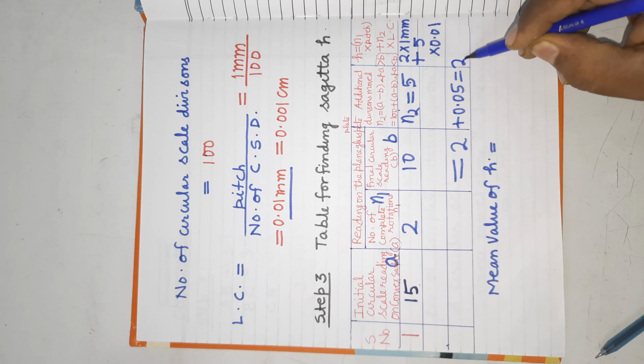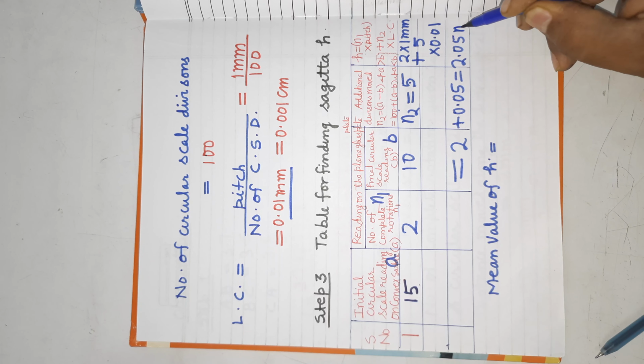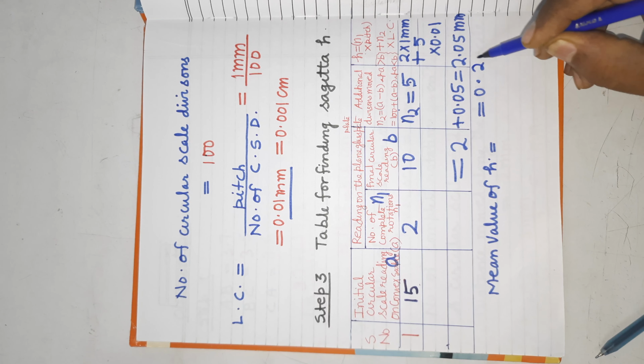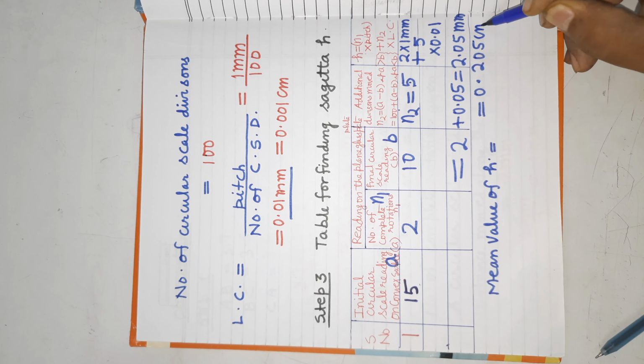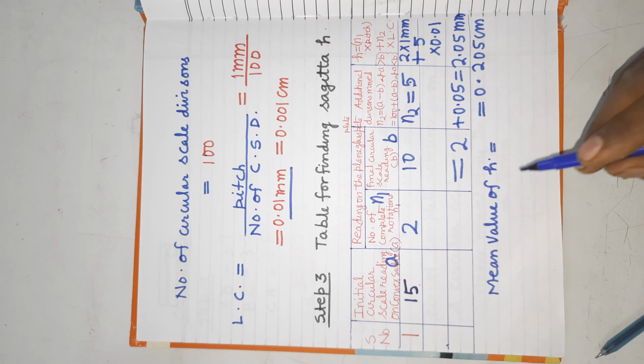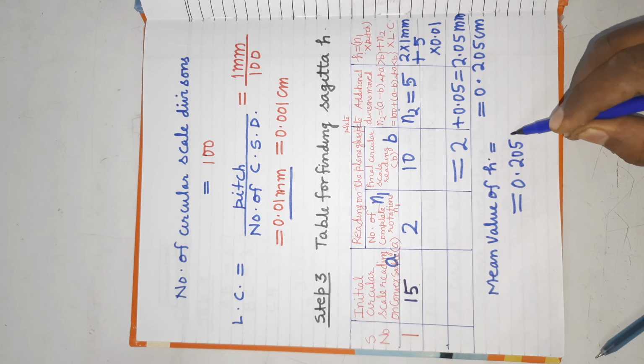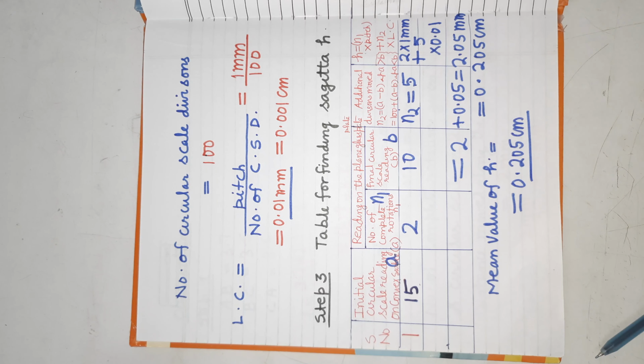It's clear? So when you simplify, it is 2 mm plus 0.05 mm, that is 2.05 mm. Means in centimeter it will be 0.205 centimeter. So the mean value of h is 0.205 centimeter. It's clear?